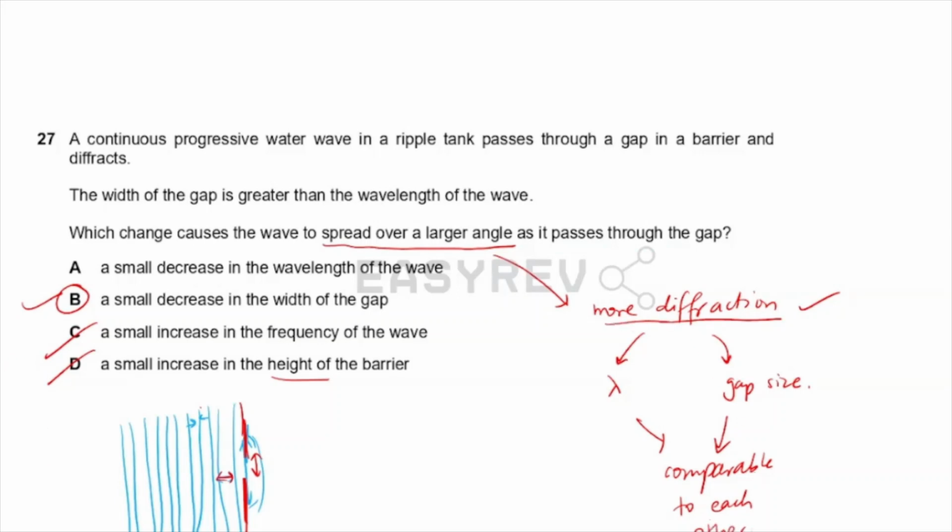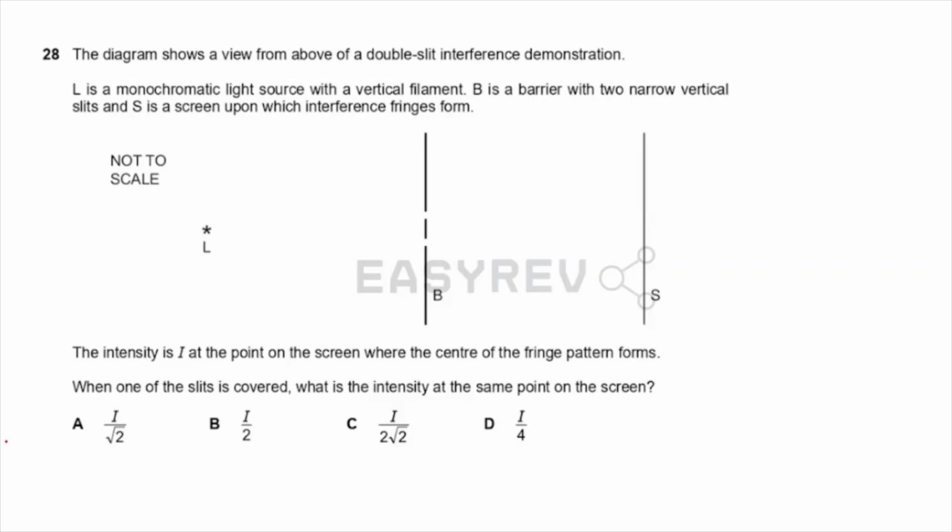Alright, next we have the diagram shows a view from above of a double slit interference demonstration. L is a monochromatic light source with a vertical filament. B is a barrier with 2 narrow vertical slits, and S is a screen upon which interference fringes form. The intensity is I at the point on the screen where the center of the fringe pattern is formed, so that would be somewhere here.